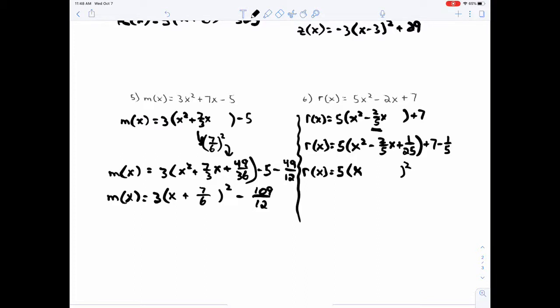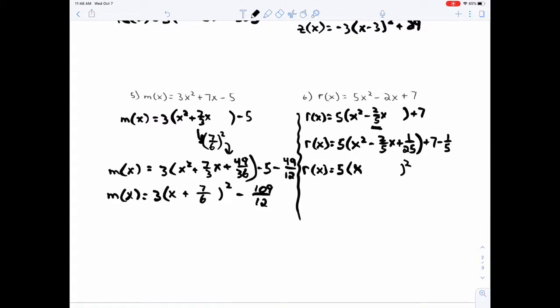So again, what's the first term? X squared, so it's x times x. What's the last term? 1/25. What times what gives you 1? Sorry, that shouldn't be a plus. That should have been a minus. What times what gives you 1? 1. What times what gives you 25? 5. And then, this would be 35 minus 1, which is 34/5.